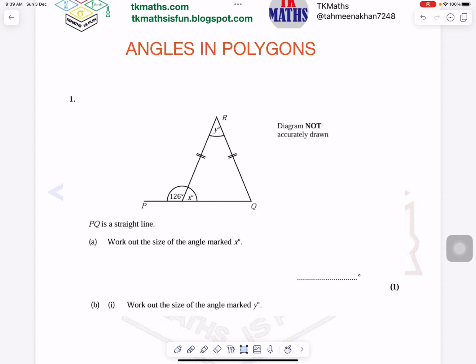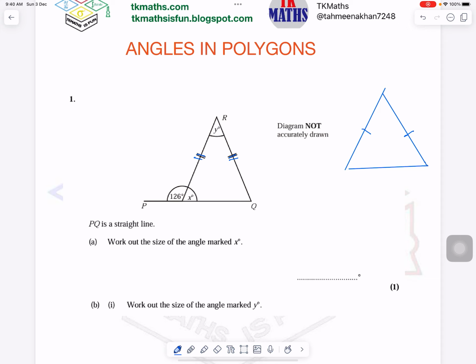So the diagram is given to you here. The first thing, you just study the diagram even without looking at the question. So the moment we look at these two marks on the diagram, this gives you a clear hint that these two lines are equal. And in the triangle, you need to recall, if two sides are equal, then that triangle is called an isosceles triangle.